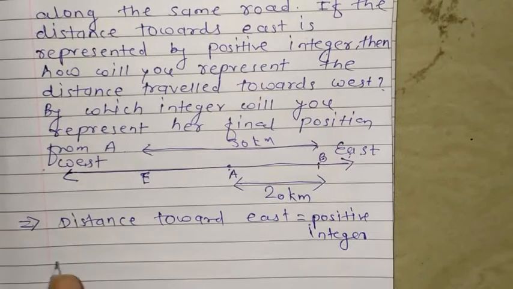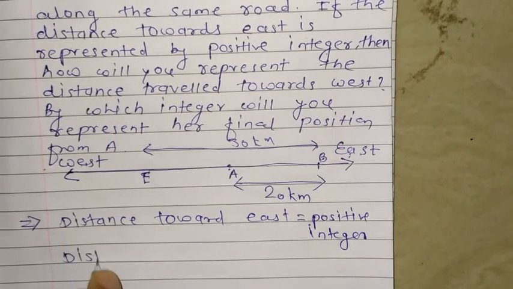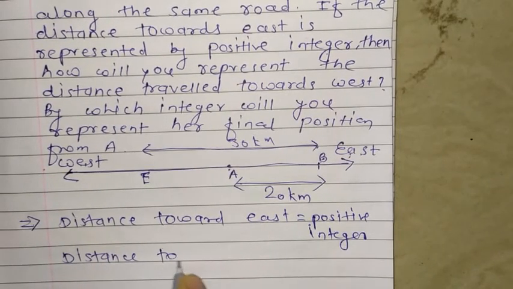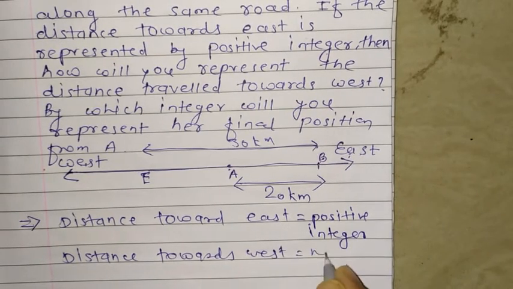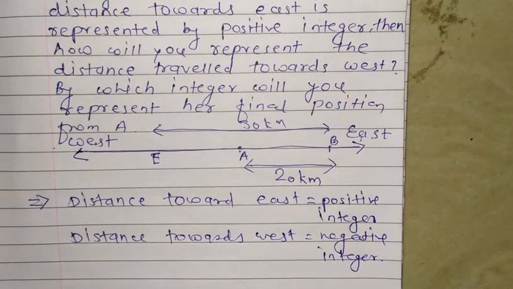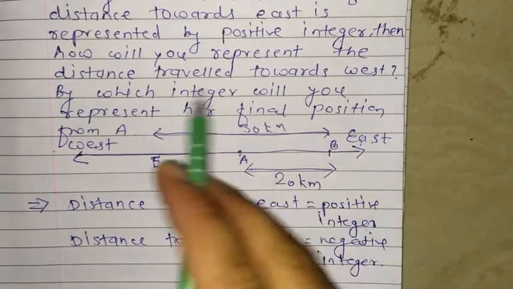Then the opposite: the distance towards west is a negative integer. So that is half of the answer that we got.